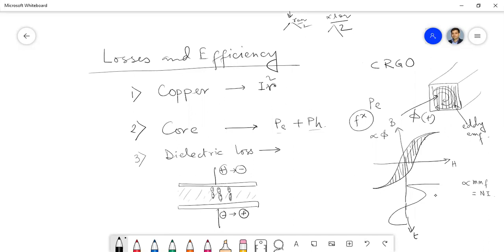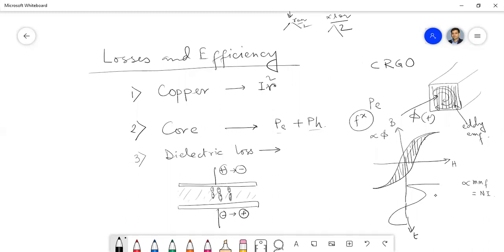Due to the intermolecular friction, there will be some loss, and that is called the dielectric loss. The dipoles will be aligned in a certain direction, then for a different polarity, it will change its direction. In this process, there will be intermolecular friction, and due to that we get a loss, and that loss is referred to as dielectric loss.